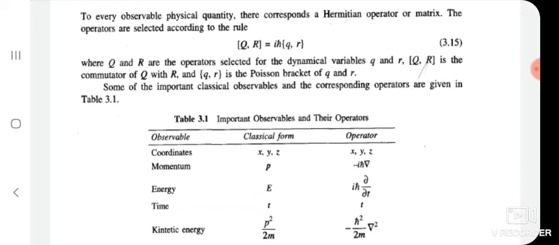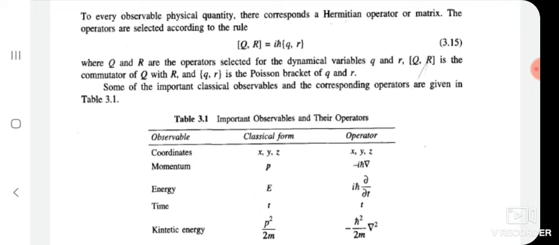There are some important observable quantities and their operators, as given below. Here, their classical forms and their operators are shown in this table. The position of any point in space can be indicated with the help of the Cartesian xyz coordinate system. The operator of x, y, z is also x, y, z.